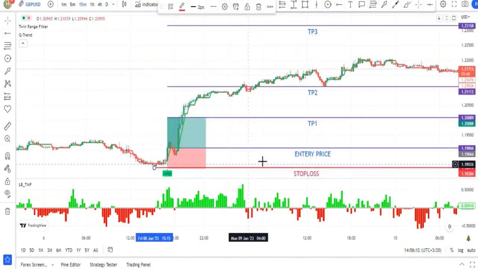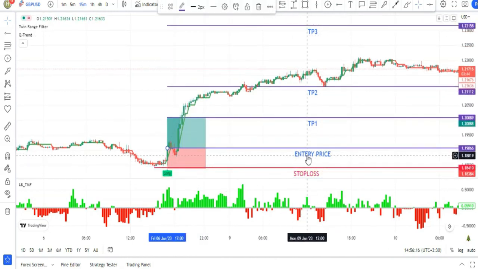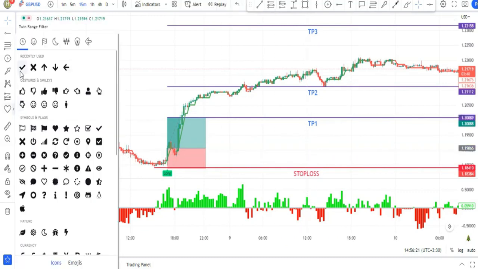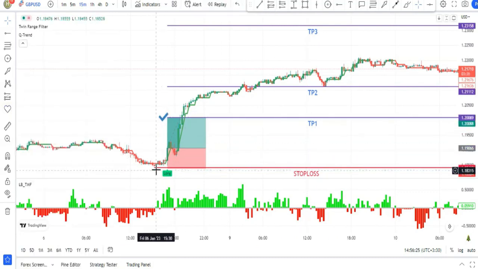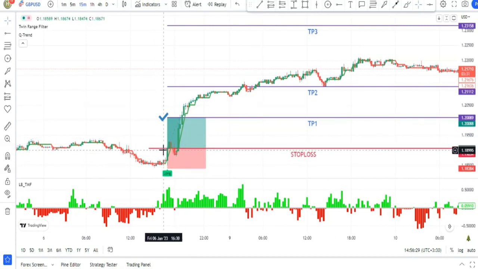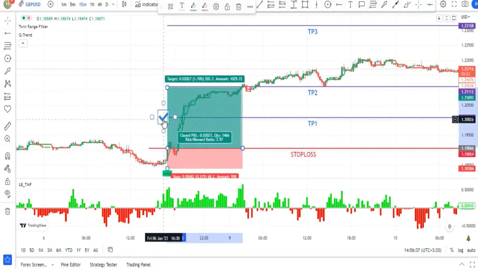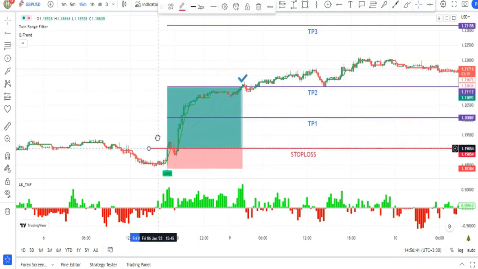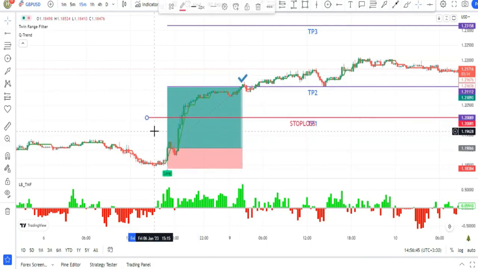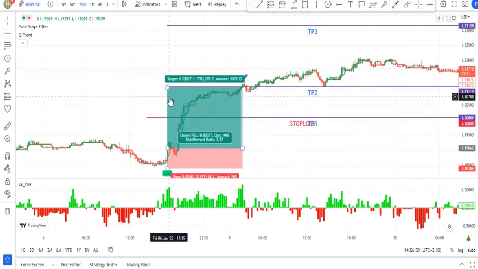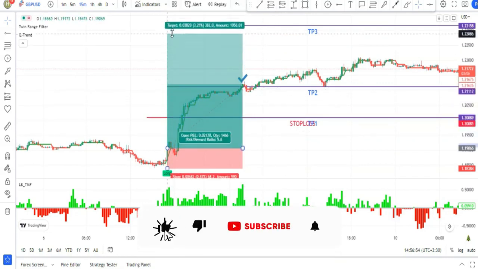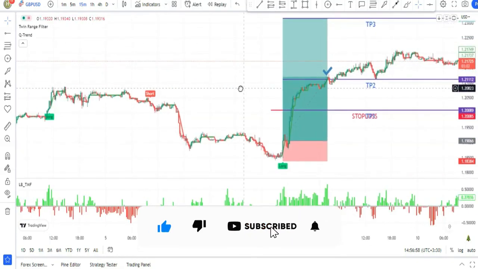So whenever the market touches the first target, move the stop loss to the entry price. And after that, whenever the price touches the second target, move the stop loss to the first target price. By using this method, you will get the most profit out of any trade.